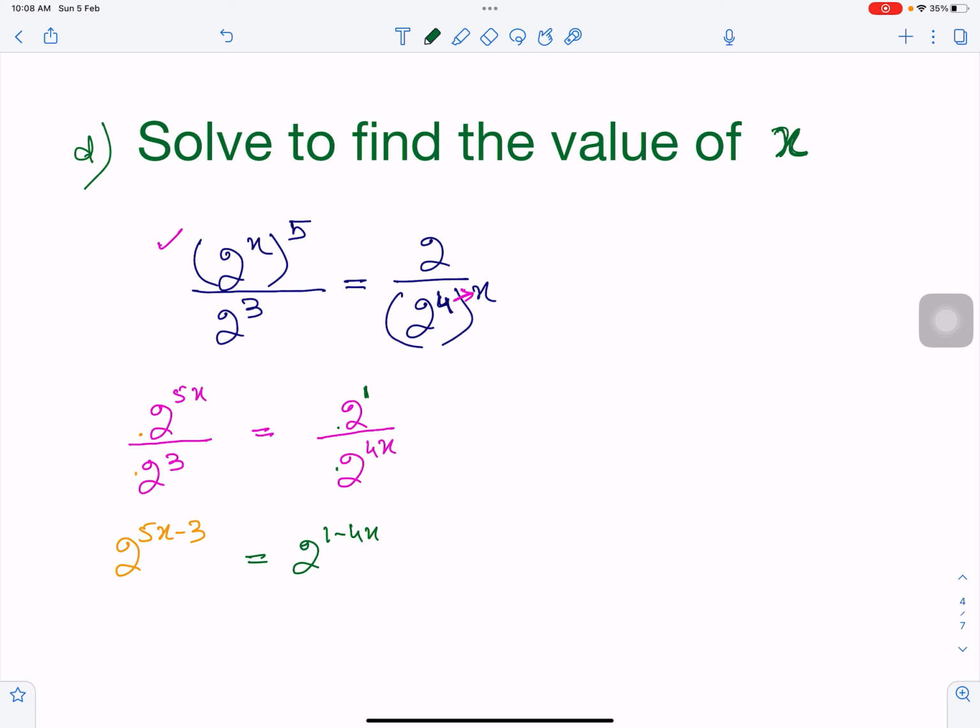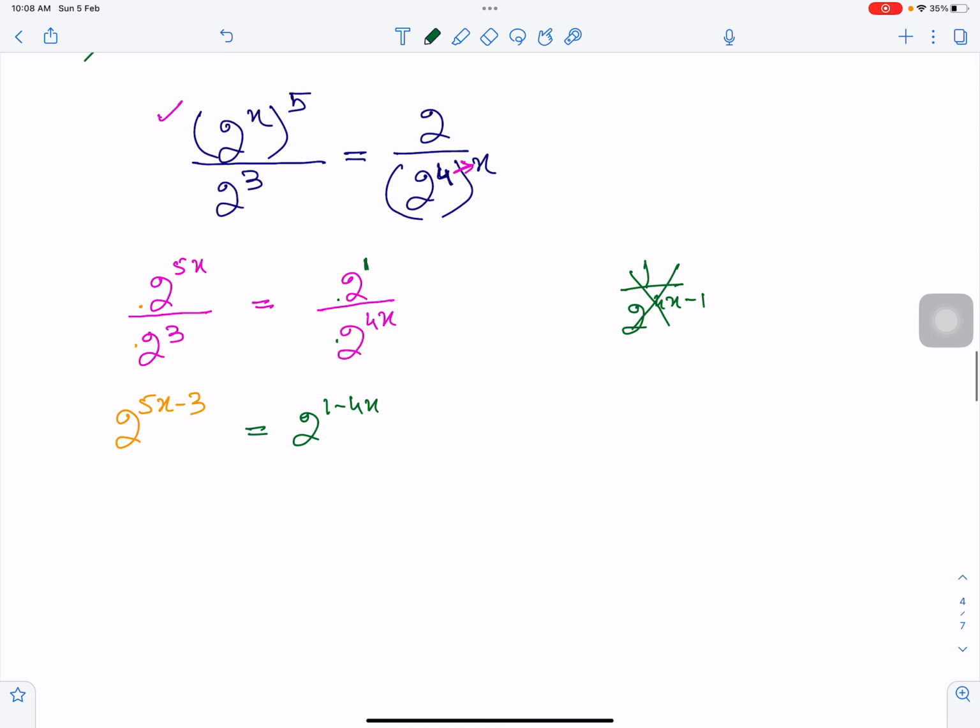Somebody might be thinking at this point why the teacher is writing in the numerator. If you want to write in the denominator, it will become 4x minus 1. But that is not the point. The point is to write on both sides the same thing so that we can equate it. Now this is the form of the exponential equation. Base is same. So I can equate the powers.